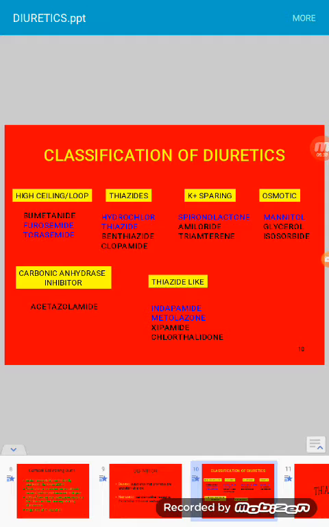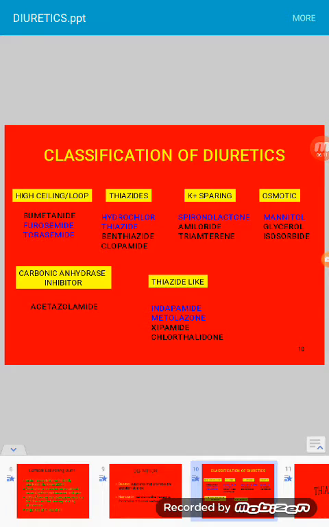So, the classification. You can see here the high ceiling or loop diuretics, where you have bumetanide, furosemide, and torsemide. The thiazide diuretics, you have hydrochlorothiazide, benzthiazide, and clopamide. The potassium-sparing diuretics, you have spironolactone, amiloride, and triamterene. The osmotic diuretics, you have mannitol, glycerol, and isosorbide. And yet another group is the carbonic anhydrase inhibitor, the drug known as acetazolamide. Though this is classified under the diuretics, this is not a real diuretic.